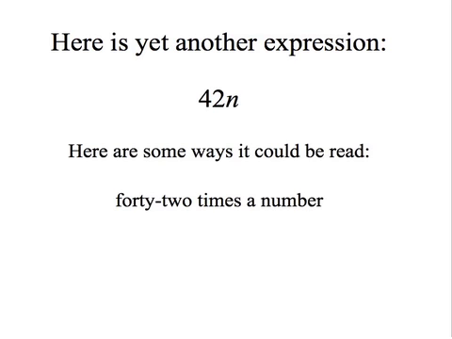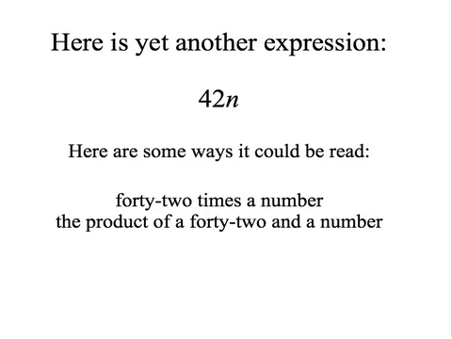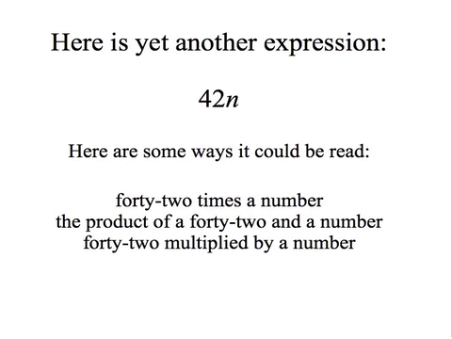Here's yet another expression, 42n. We already know that when a variable is next to a number, the number is called the coefficient, and it means multiplication. So here are some ways it could be read. 42 times a number. The product of 42 and a number. 42 multiplied by a number.